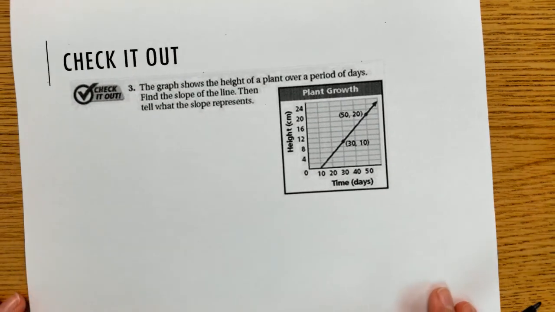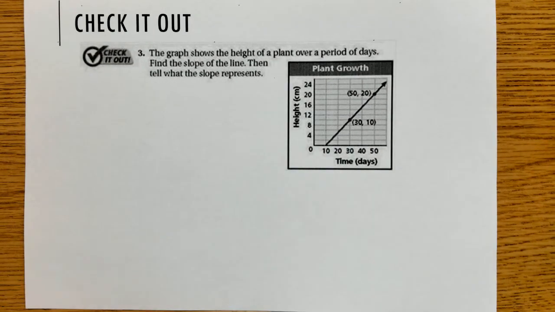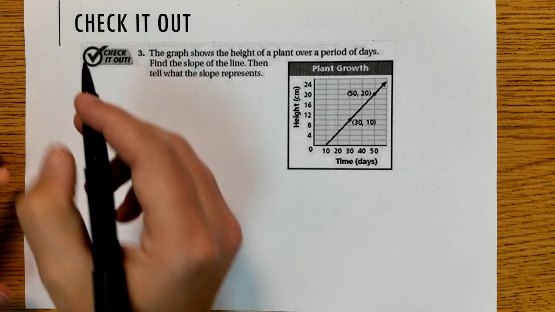Now there is a check it out problem for you to do. It says the graph shows the height of a plant over a period of days. Find the slope of the line, then tell what the slope represents. So go ahead, take a moment, pause the video, and try this one on your own, and then resume when you're ready to check your answer.